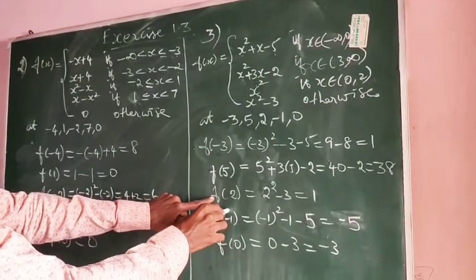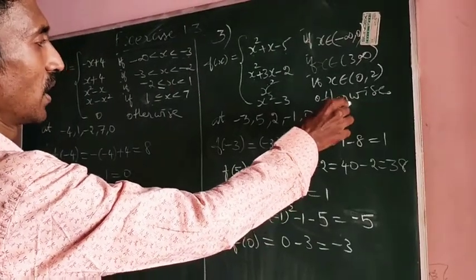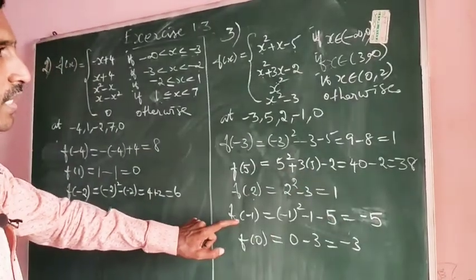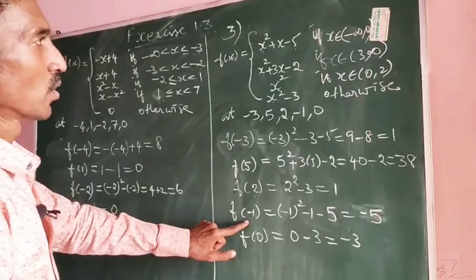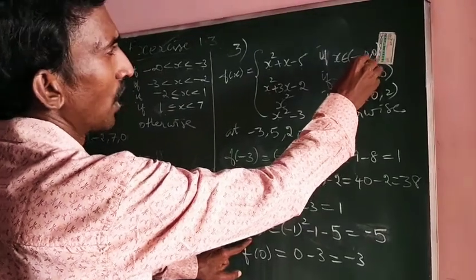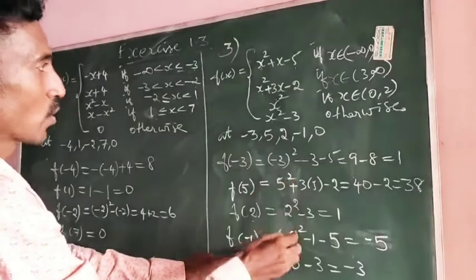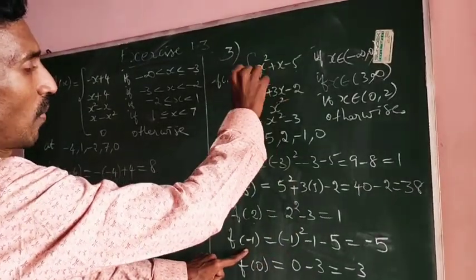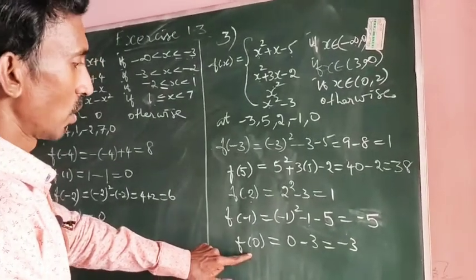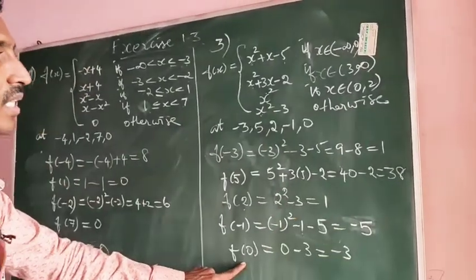f of 2. So look here. 2 lies in the last one, the otherwise category. So 2 square is 4, 4 minus 3 is 1. Then f of -1. -1 lies in the first interval -∞ to 0. So put x equal to -1 here. -1 the whole square is plus 1. -1 minus 5. So -1 plus 1 cancel. We are getting -5. Then 0. So 0 once again comes under the otherwise category. So 0 minus 3, -3.